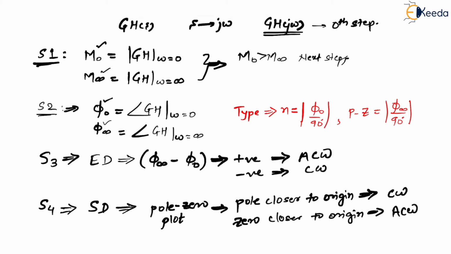Now this particular four step method, which was universally applicable, even this has some limitations. The first limitation is that M0 should be greater than M infinity. Yes, we have already seen that. But apart from this, there is one more limitation, and you need to understand this.